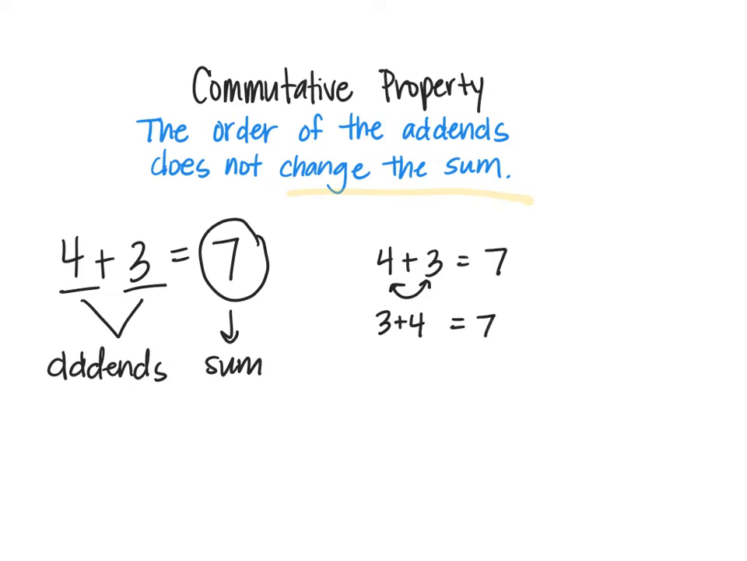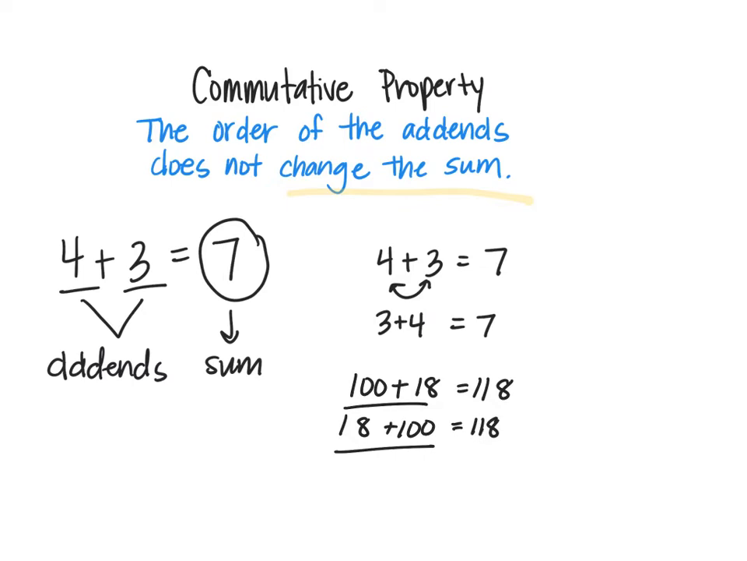Let's do a little bit bigger numbers now. 100 plus 18 equals 118. 18 plus 100 equals 118 as well. So this proves that no matter the order I add numbers together, it keeps the sum the same.